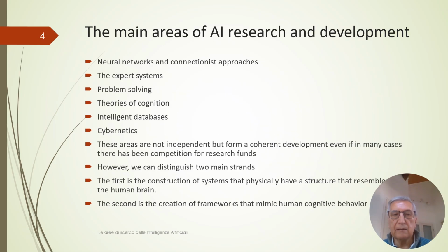There are main areas of AI research: neural networks and connectionist approaches, the expert systems, problem solving, theories of cognition, intelligent databases, cybernetics. These areas are not independent, but form a coherent development, even if in many cases there has been competition for research funds. However, we can distinguish two main strands. The first is the construction of systems that physically have a structure that resembles a human brain. The second is the creation of frameworks that mimic human cognitive behavior.